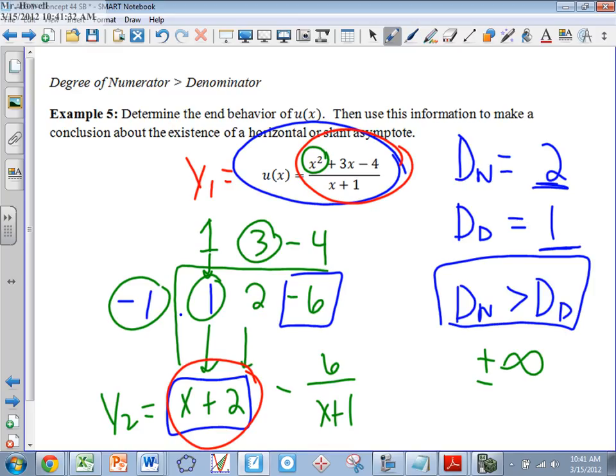You want the original function we started with. Come on. Where's the original function? Right there. Is that right? It should be right here. It should be right there. The original function is x squared plus 3x minus 4 over x plus 1.